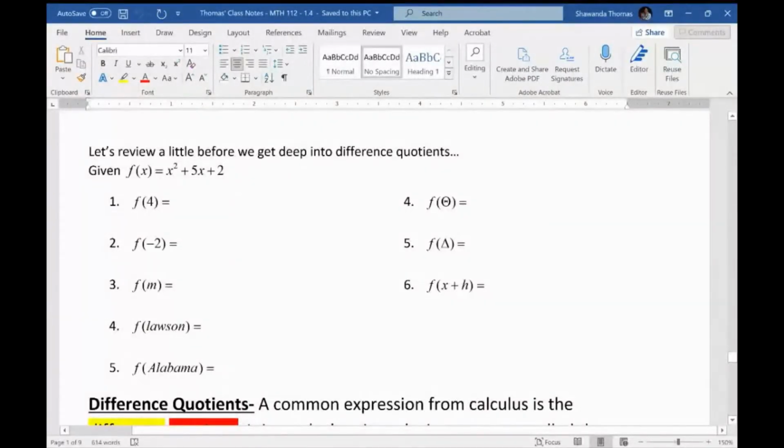We ended. Okay, so we're going to evaluate these functions at these input values here.